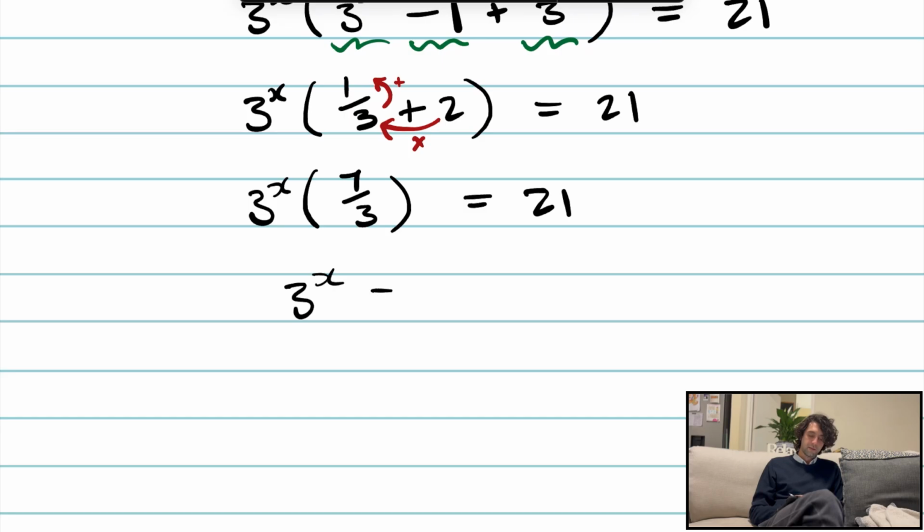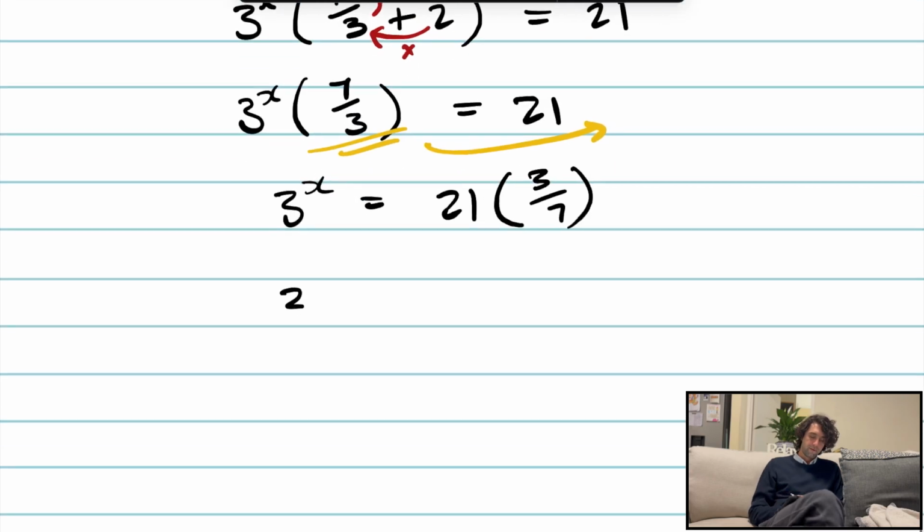Okay, then I have 3 to the power of x. I'm going to take this over to the other side where it becomes inversed. So I get 21 multiplied by 3 over 7. I feel like we've just had this one. 21 times 3 is 63 over 7. Again, that's a 9.